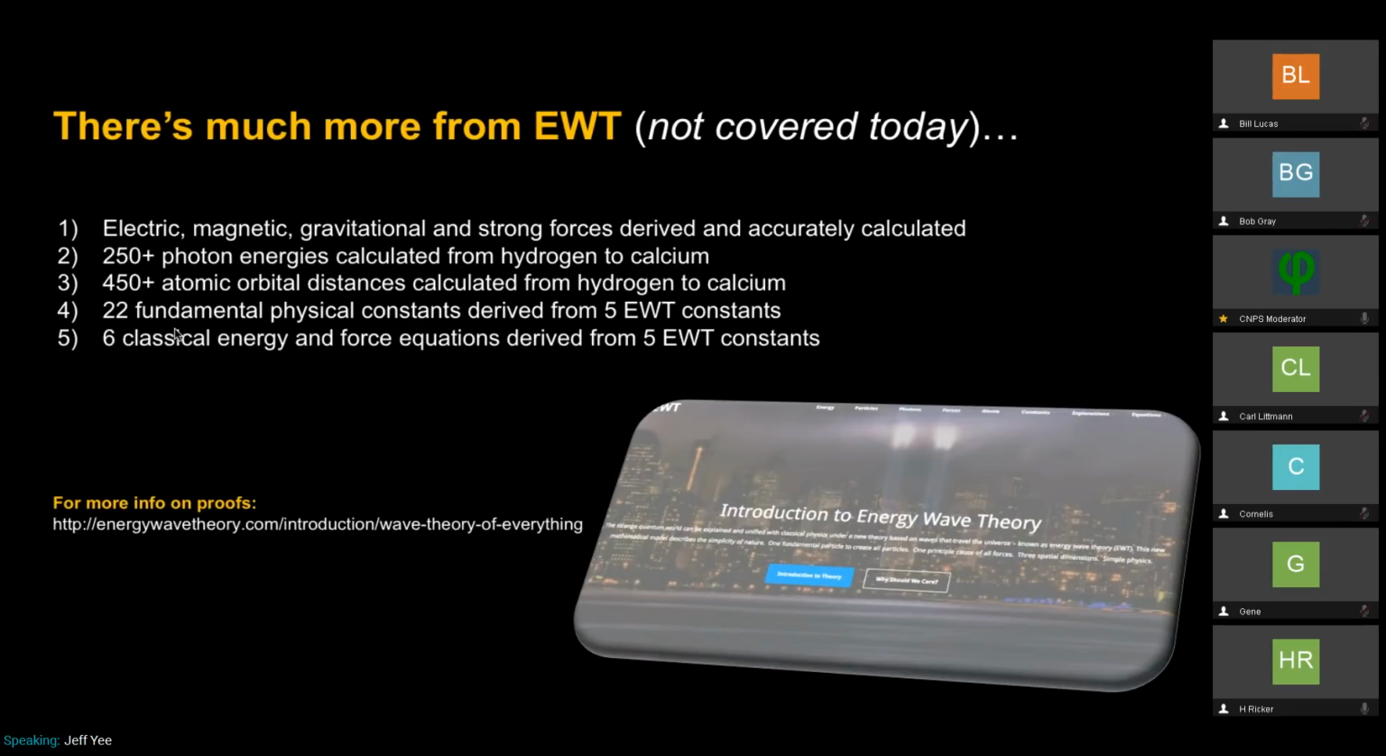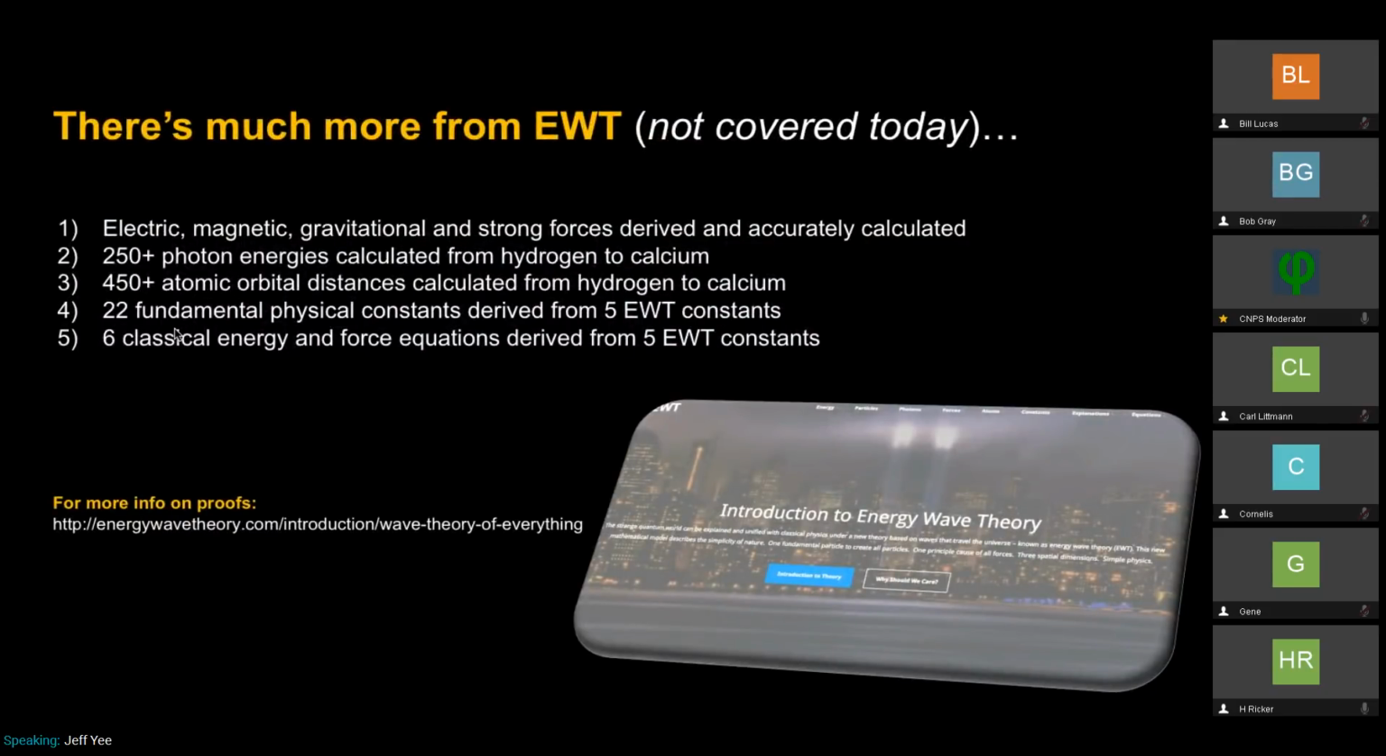They do have forces worked into the model: electric, magnetic, gravitational, and strong. The one thing I don't have thus far is the weak force. I have 150 plus photon energies and 450 plus atomic orbital distances all calculated, but only from hydrogen to calcium. I'm still having problems going beyond calcium, and the primary reason is that's when it transitions to the first D orbital. Haven't quite figured that one out.